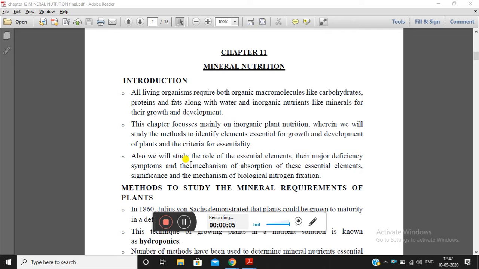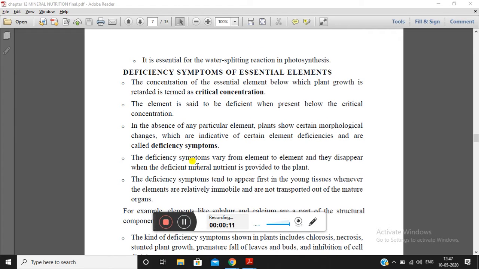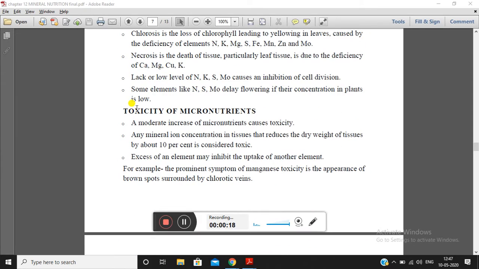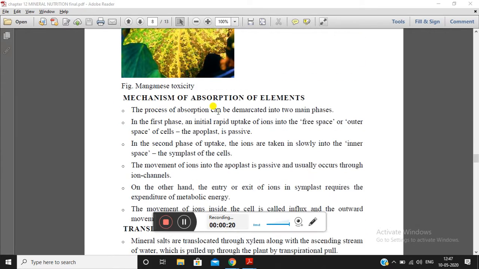In today's class, we will continue with the chapter that is mineral nutrition for the plants. Now, students, as you know, in the last class we covered the deficiency symptoms of essential elements, and also the toxicity of micronutrients. In today's class, we will continue with another topic, that is the mechanism of absorption of elements.